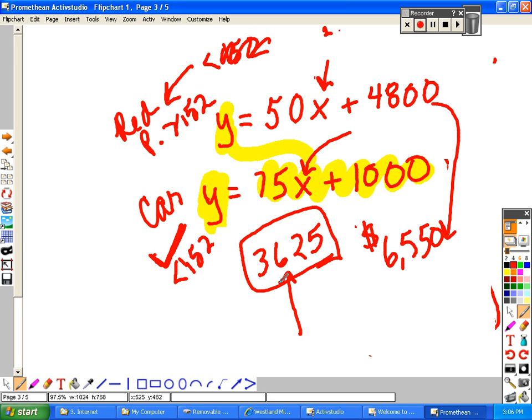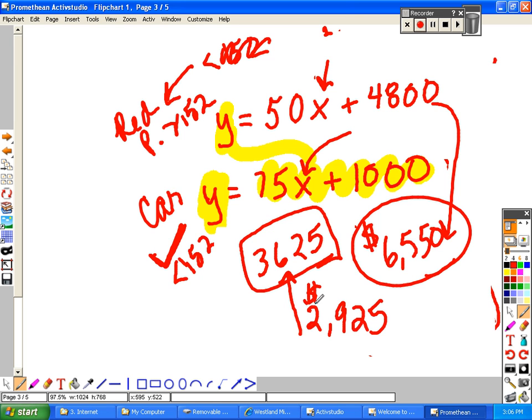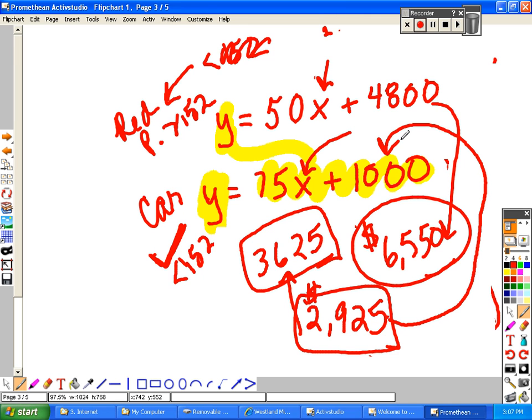So how much more would you have to add? You would just take them and find the difference. So 6,550 minus 3,625 is a difference of $2,925. So if you had 35 guests and you wanted them to be equal, you would have to add $2,925 to the site fee of the car barn for them to be equal.